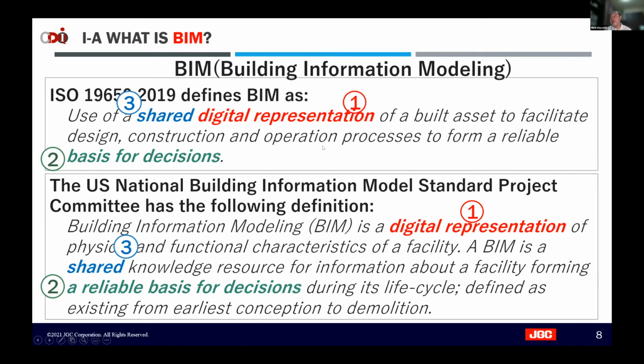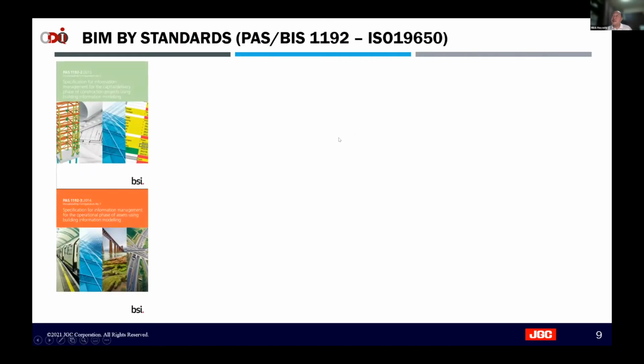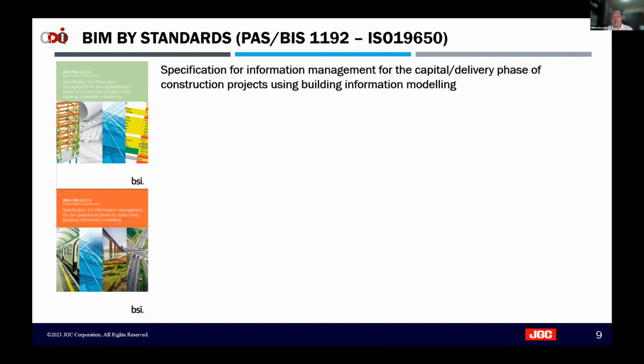So please remember these 3 points. Okay, so BIM standard, as far as I know, actually started in British industry standards or publicly available standards, both of them in the UK, right? So we call it PAS 1192, Part 2, which is the above one, and Part 3 is the orange one. Okay, so they describe specification for information management for the capital delivery phase of construction projects using building information modeling.